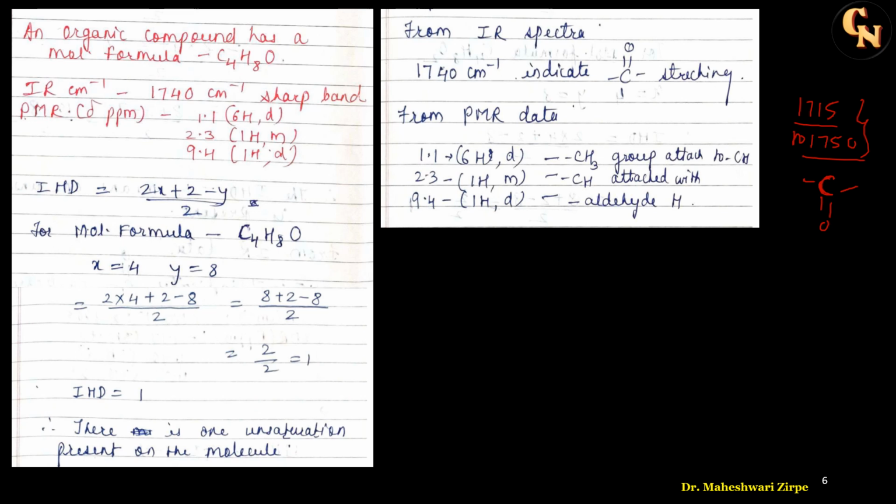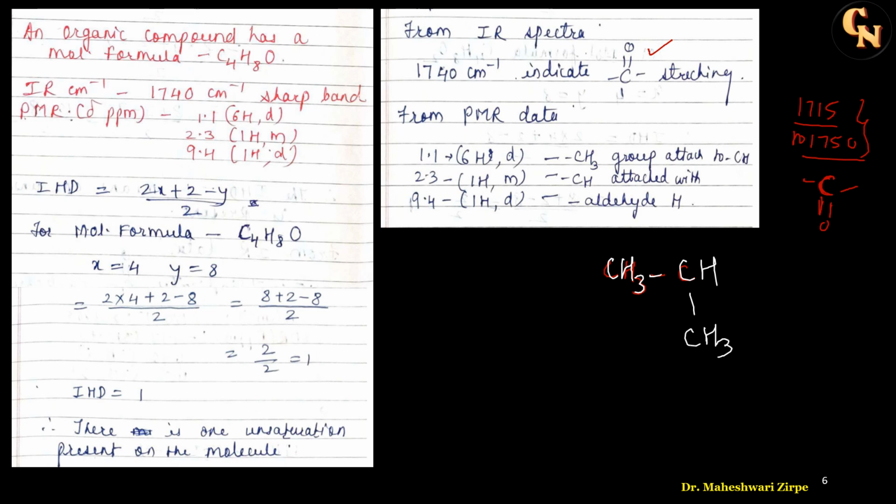Then next, this double bond is present, and from the IHD value there is only one unsaturation, so that may be because of this carbonyl group. Then let us find out from the PMR data. 1.1, 6 hydrogen showing doublet. So doublet may be because of 2 CH3 groups attached to the CH, this way.